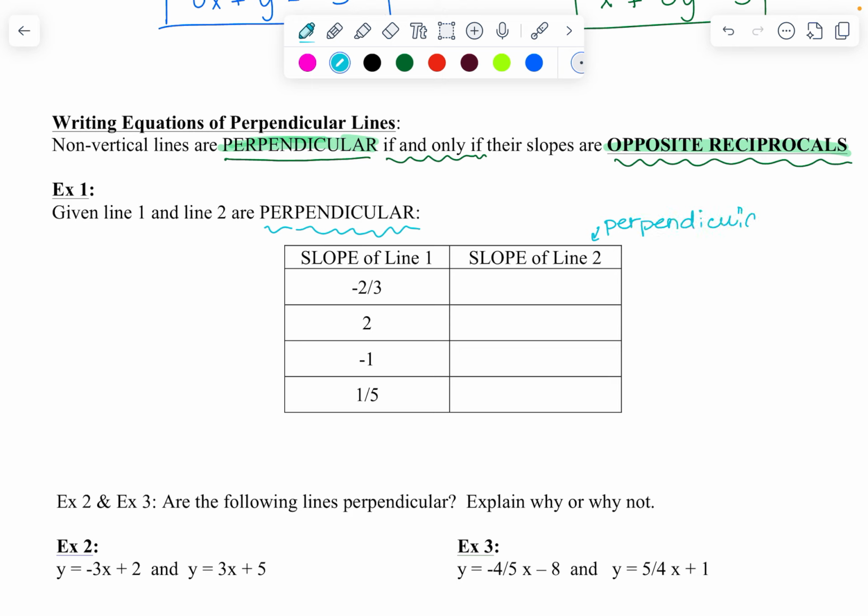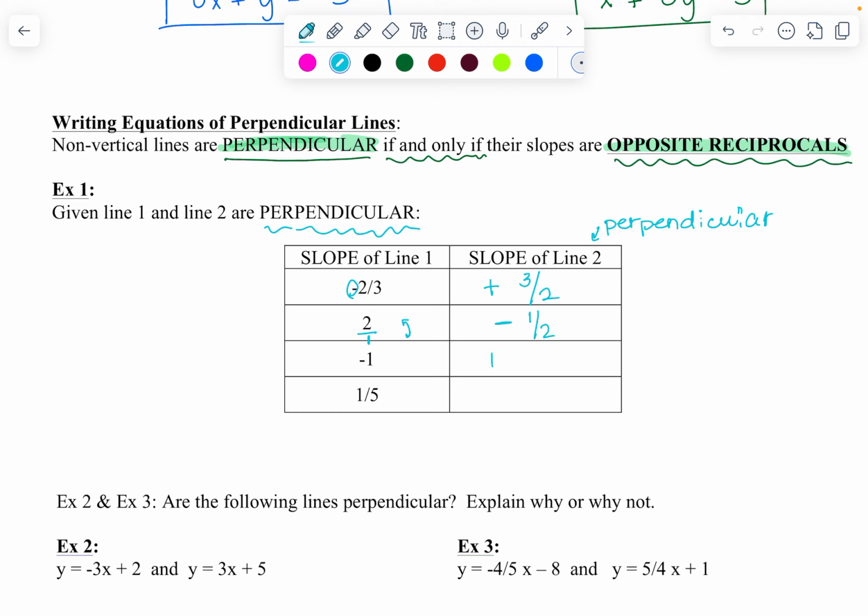So that means I need to take the opposite reciprocal. The opposite of a negative is positive, and then the reciprocal of 2/3 will be 3/2. Over here, the opposite of a positive 2 is a negative 2, right? But the reciprocal of 2 would be 1/2. So just take this guy, put him over 1, and then flip him, reciprocal.